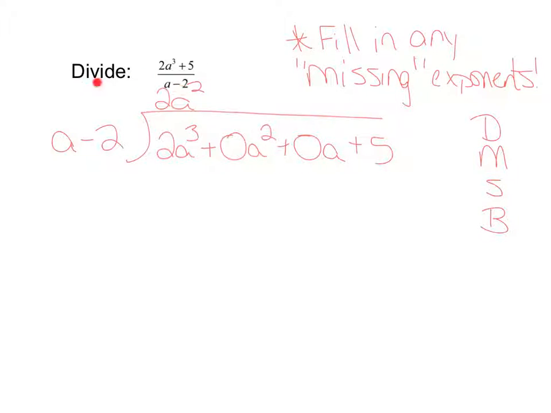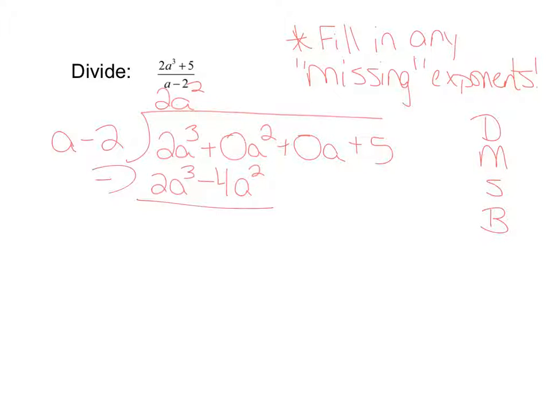Now we're going to multiply. 2a squared times a, 2a cubed. That should always match. And 2a squared times negative 2 is negative 4a squared. That's why we needed the placeholder, because we were going to have a product that gave us an a squared. So we have to have a placeholder there.